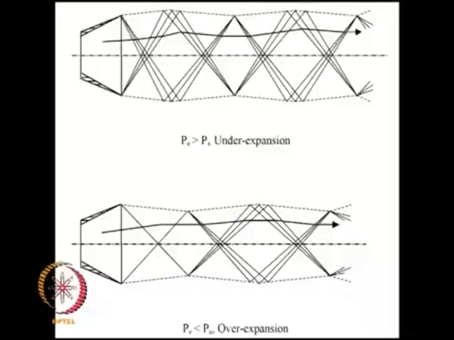We will see that here. If you see this case here, the first figure, this is when PE is greater than PA, therefore you will have expansion fans, and the flow will process itself through these expansion fans. These expansion fans, when they hit the jet boundary, will get reflected as compression waves. These are Mach waves, and they will get reflected as compression waves, which will again get reflected from the free jet boundary as expansion fans.